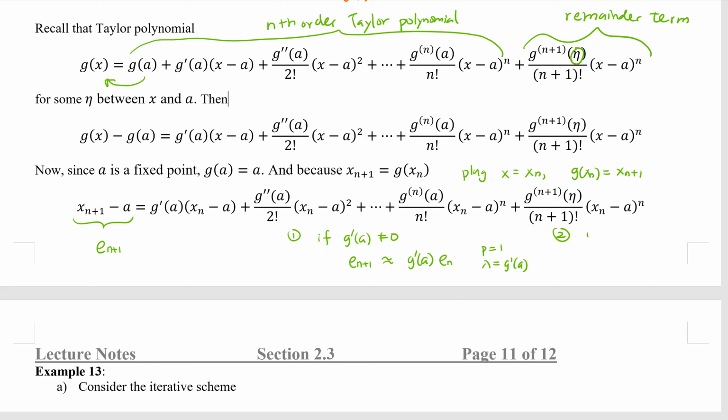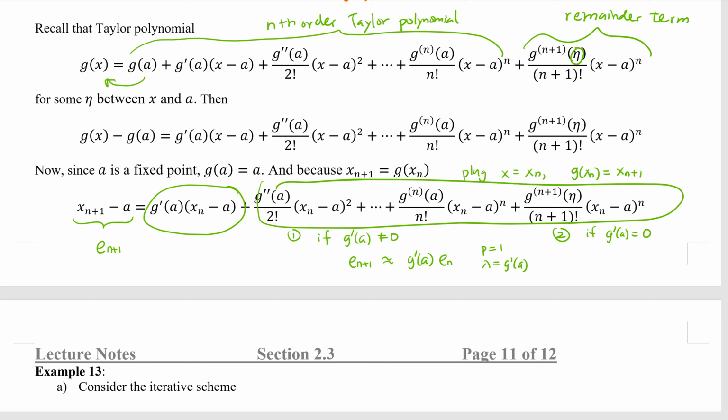And then if g prime of a equals 0, why can we ignore the remainder term? Because this first term is much bigger than the rest. When xn is getting close to a, xn minus a is a very small number. Think about it, if this is 0.1, then 0.1 squared would be 0.01. So the rest of the terms are very, very small compared to the first term xn minus a. So that's why it is enough to just consider the first non-zero term in this list.